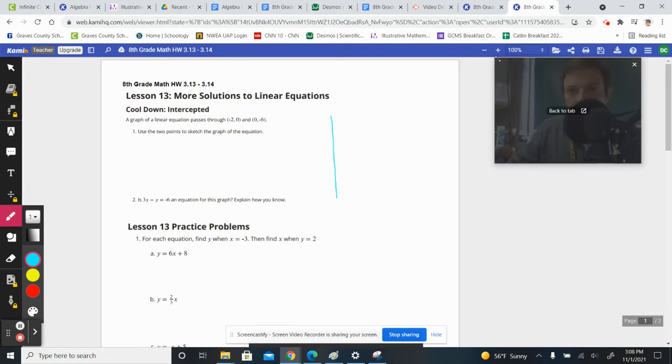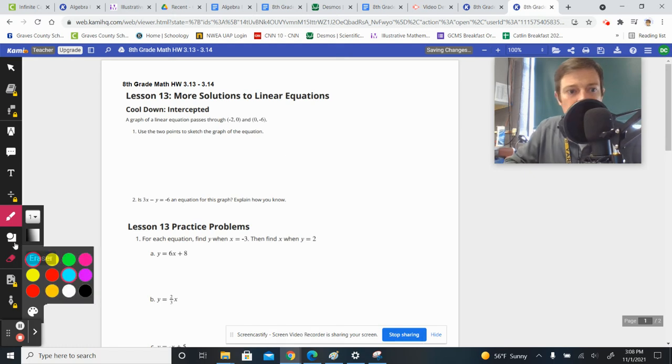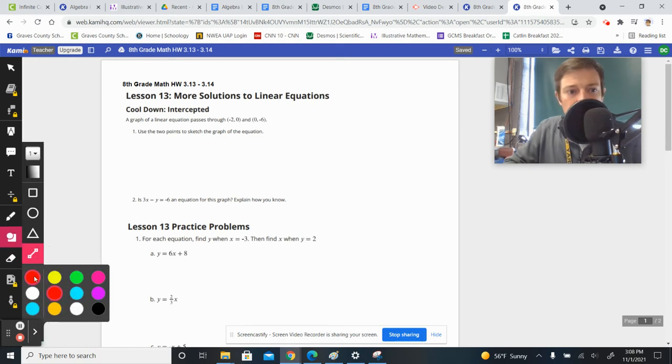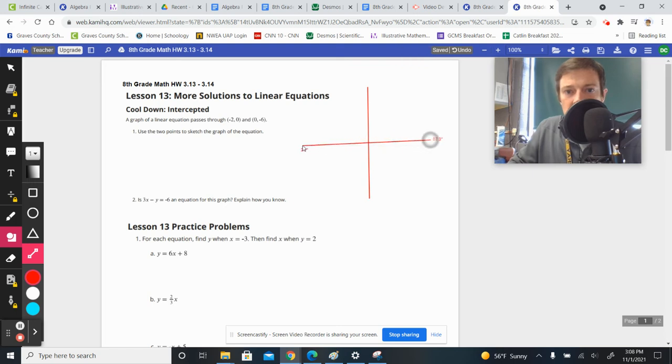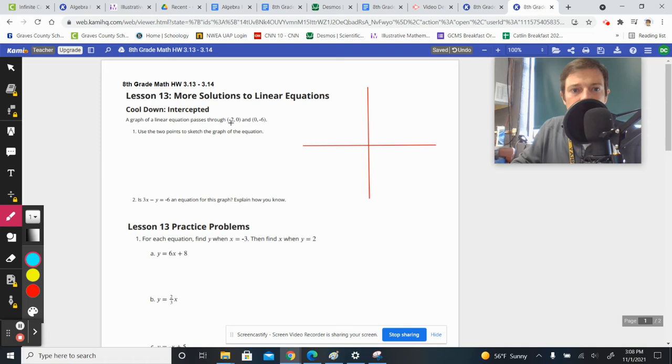Let's go back and let's do a straight line since I have that tool on here and make it look a little cleaner. So here's my y-axis and here is my x-axis. And we want to plot the point (-2, 0). So back 1, 2, 0 would be right there. And we also want to plot (0, -6). So go nowhere left and right and go down 1, 2, 3, 4, 5, and 6. That would put us right here.